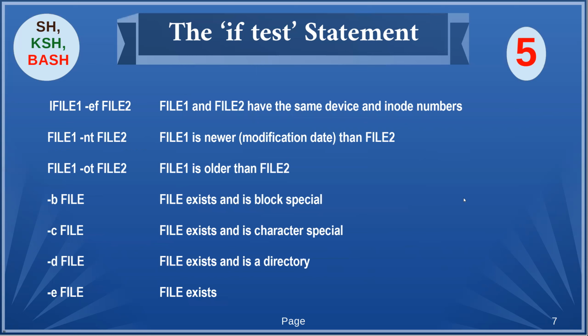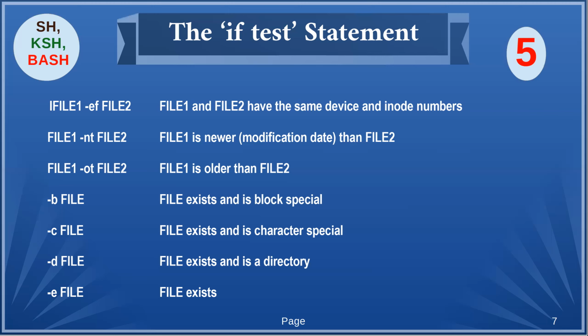And then file 1 -ef file 2 is true if the same device is used and they both have the same inode number. An inode is the structure on the file system that maintains all the information and statistics about the file: who owns it, whether it is a file or a directory, a symbolic link, a regular file, whether it is readable, writable, executable. All those details are written in the inode structure.